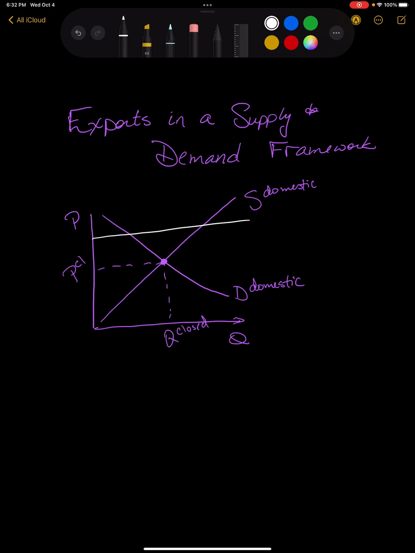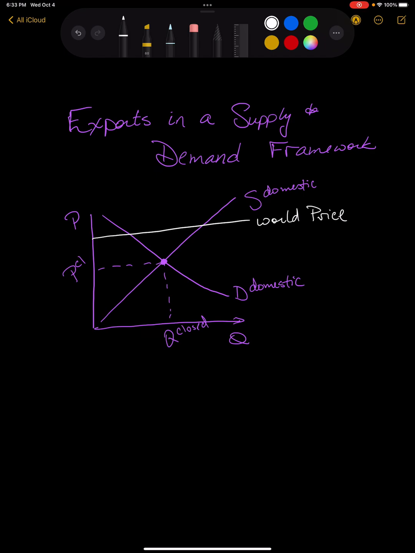So this white line, which looks a little slanted and it shouldn't be, that should be a horizontal line, but that is my world price. And again, if I were a better drawer, that would be perfectly horizontal. I don't know if I should try to do it again or not.